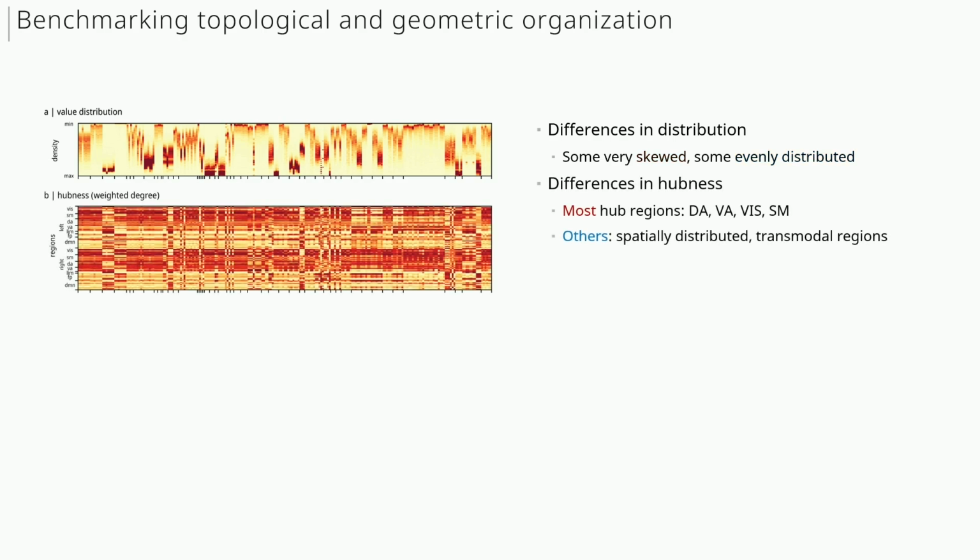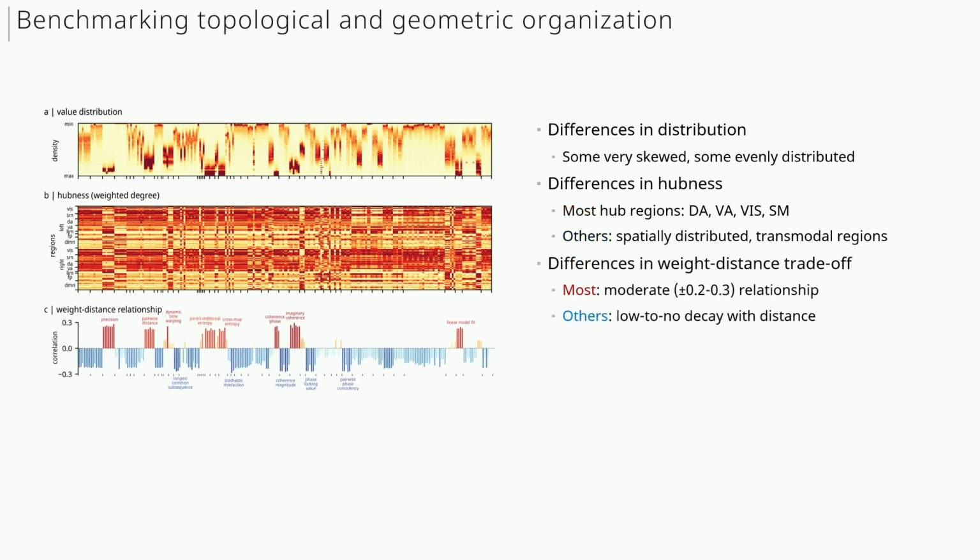Here I'm showing the weighted degree, or the hubness, of the measures. Some measures have a typical pattern with hubs in dorsal attention, ventral attention, visual, and some of the modal networks. But there is also considerable variability across the measures, with some having more spatially distributed hubs, and some emphasizing transmodal regions. Next, we check to what extent each of the pairwise statistics captures two well-studied features of the functional networks.